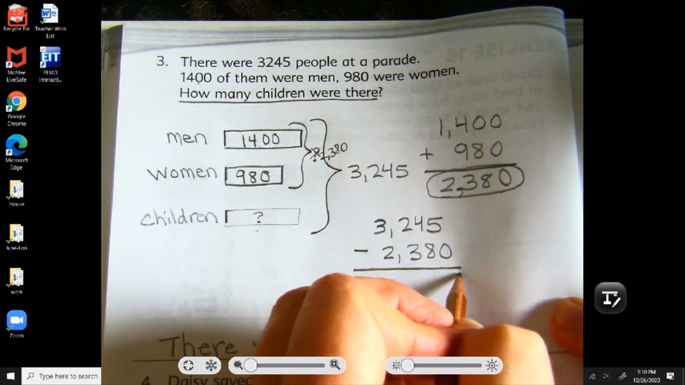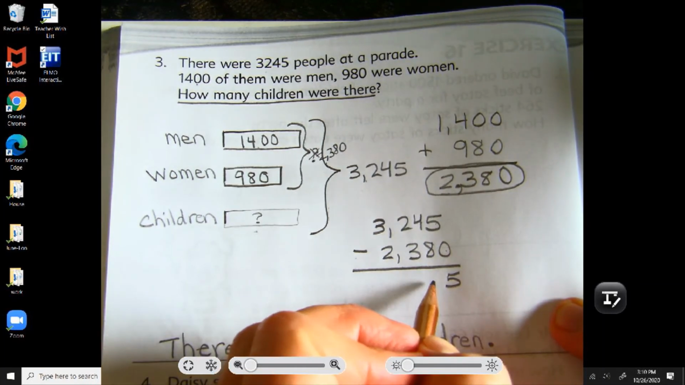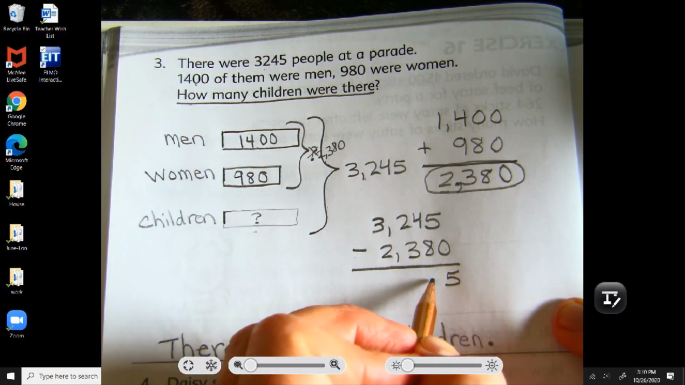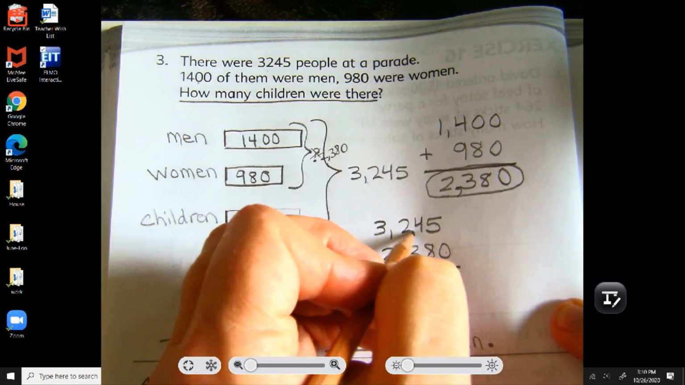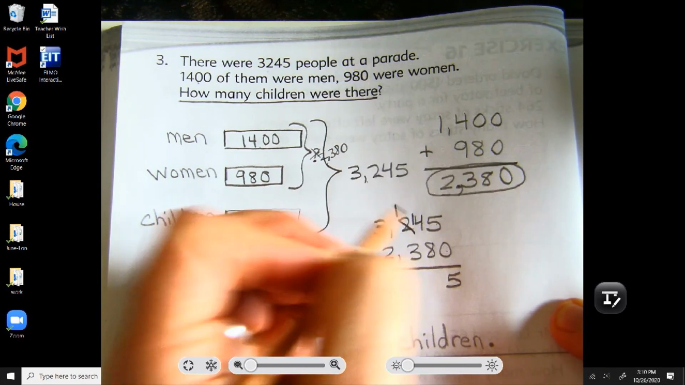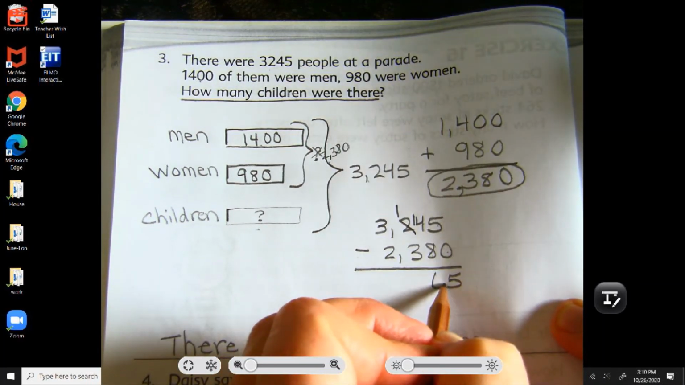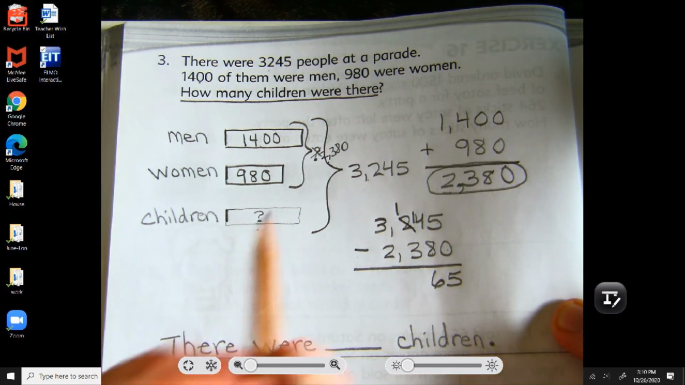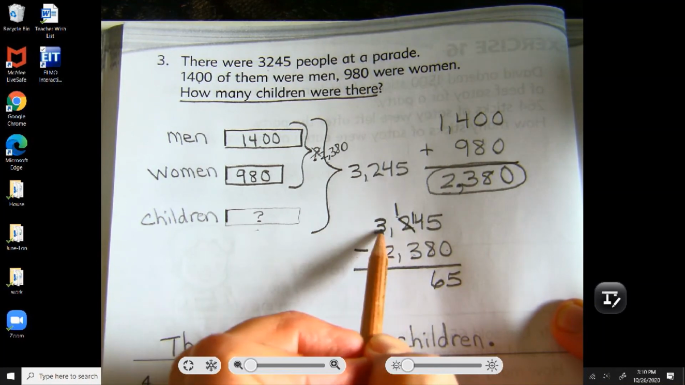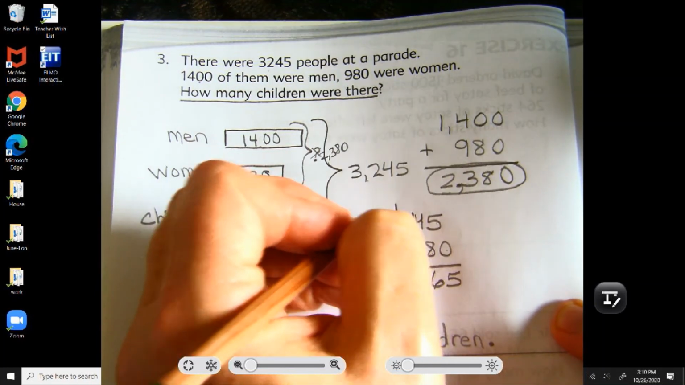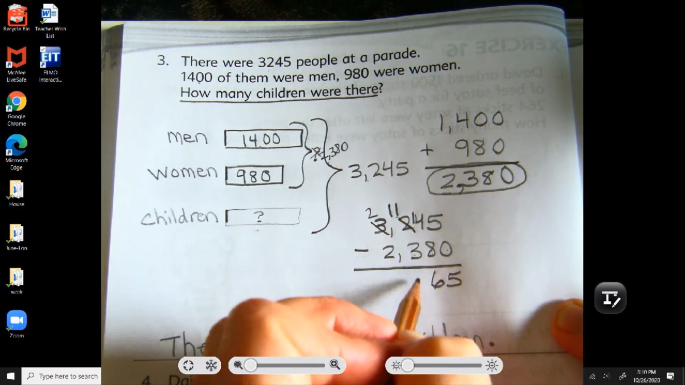5 minus 0 is 5. 4 minus 8. Oh, this is just like our review at the beginning today. 4 minus 8, more on the floor, so I have to go next door. Make that exchange. So now 14 minus 8 is 6. I'm moving to my hundreds. 1 minus 3. Oh, more on the floor. Go next door. Make another exchange. 11 minus 3 is 8.